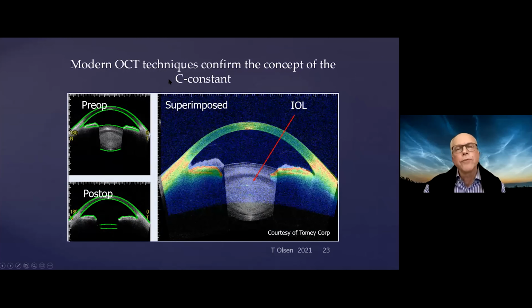And you can also confirm the principle if you do modern OCT technique. This is a pre-op scan of a patient that has a post-op scan like that. That is the IOL situated there. And if you superimpose both images, you can see there's the IOL. And actually, if you measure from here to here, you will find it's about 40% of the crystalline lens thickness. And that's a very typical number for the C constant.